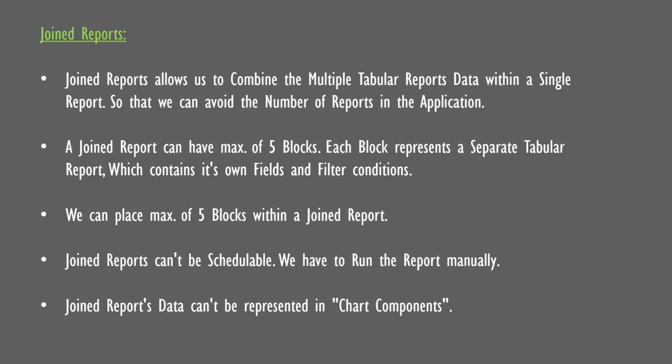Joined reports. Joined reports allow us to combine the data of multiple tabular reports within a single report, so that we can reduce the number of reports in the application. A joined report can have a max of 5 blocks. Each block represents a separate tabular report, which contains its own fields and filter conditions. We can place a max of 5 blocks within a joined report. Joined reports can't be schedulable. We have to run the report manually. Joined report data can't be represented in chart components.